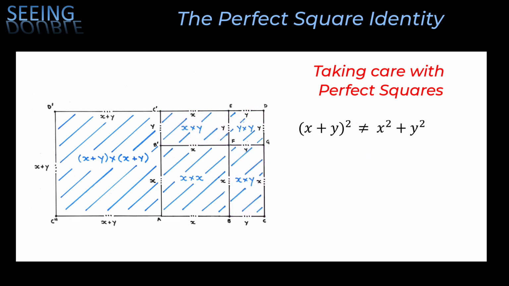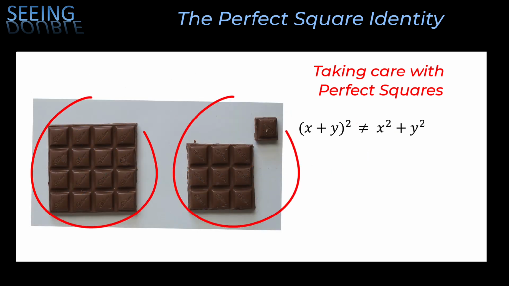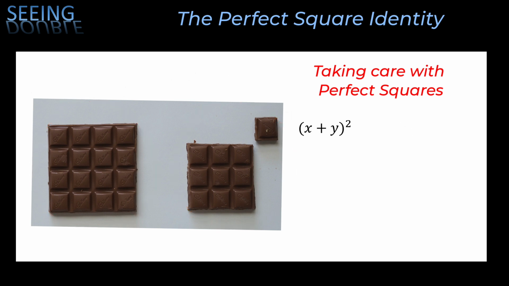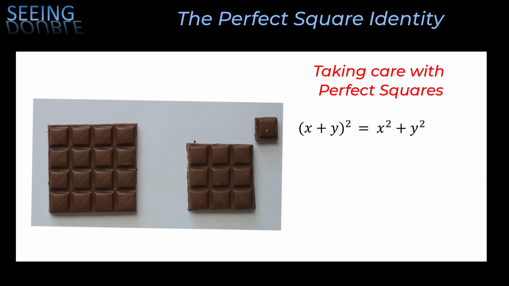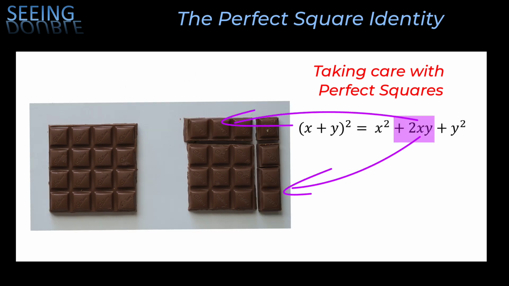To help you remember this, here is a picture of two portions of chocolate. If the perfect square identity is not considered, and if x plus y all squared was actually equal to x squared plus y squared, then these two portions would be equal in size. Which would you choose? If you keep the perfect square identity in mind, then you get two extra rectangles of chocolate in your equal portion. But hey, if you don't want that extra chocolate, I'm happy to eat it.